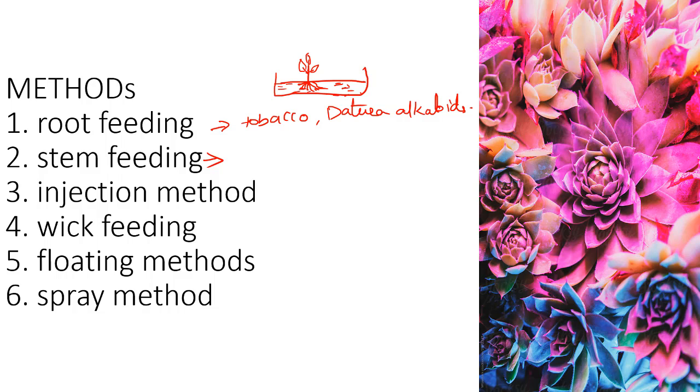Next one is the floating method. We use this technique with small amounts of material. If we want any leaf or flowers, we take a beaker of radioactive isotopes along with nutrients, cut the leaves or flowers, and let them float on the radioactive isotopes.